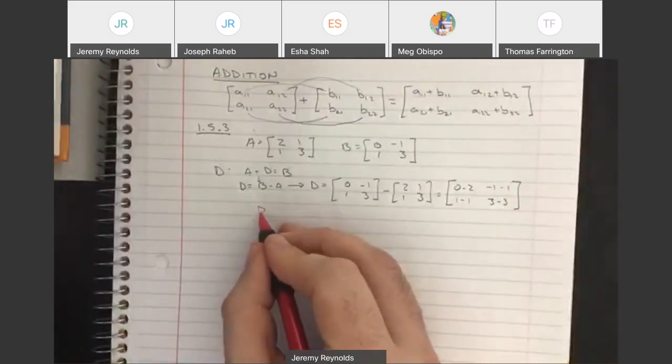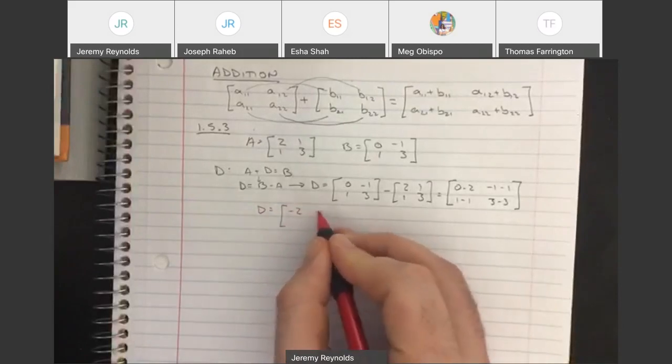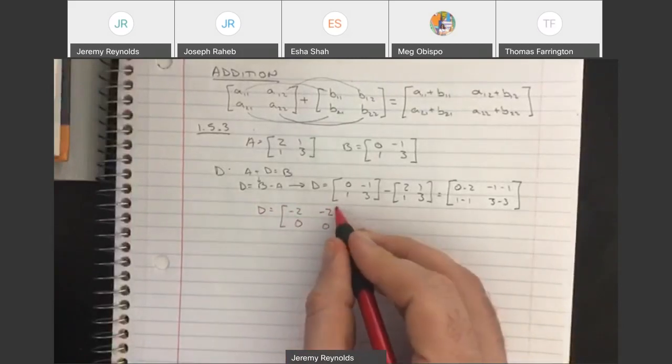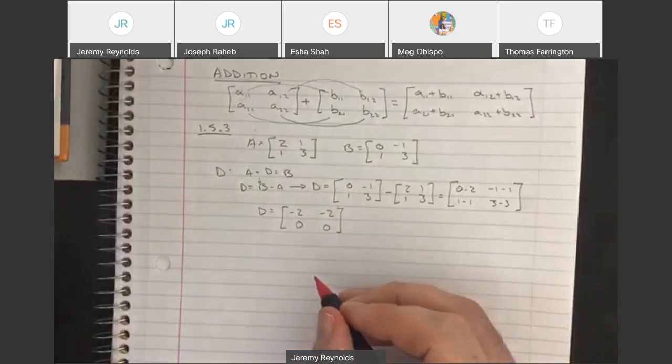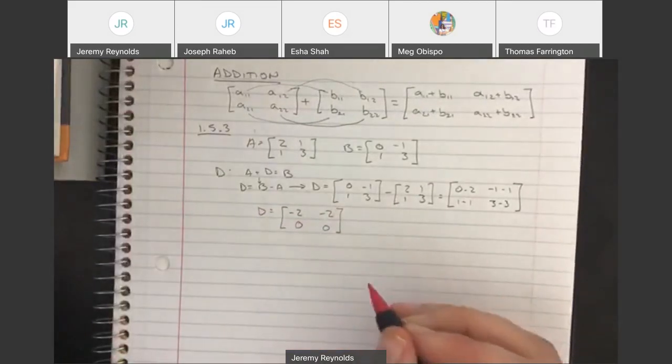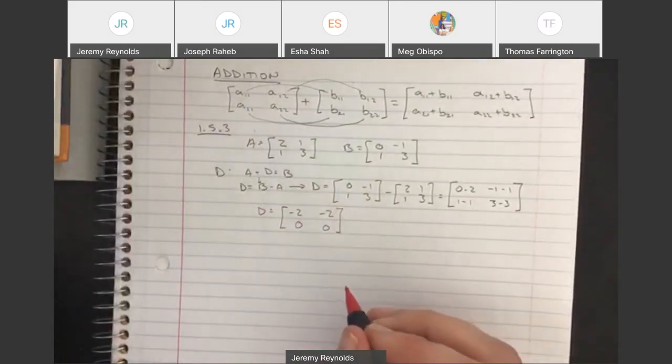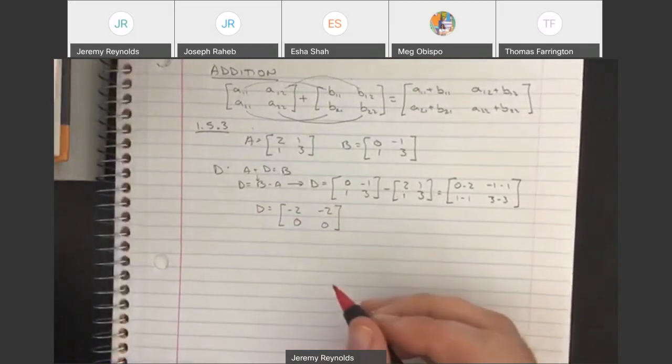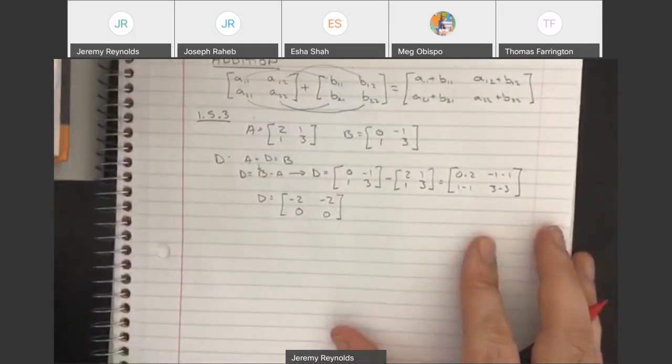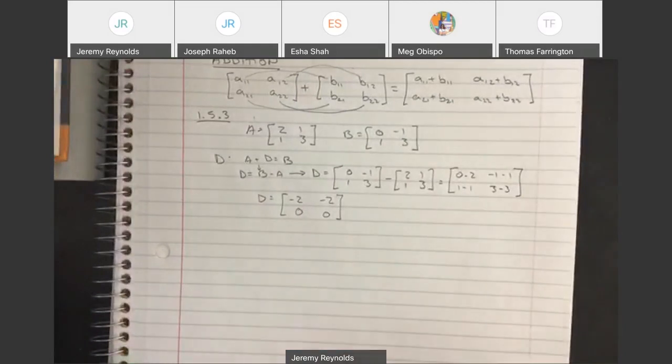So D is going to be negative 2, 0, 0. So that's it. That's matrix addition. So really, really straightforward. Anybody unclear on that or pretty solid? Okay. So everybody's solid on that.